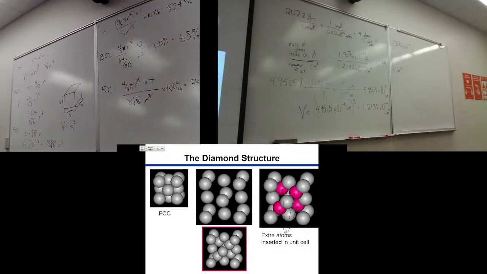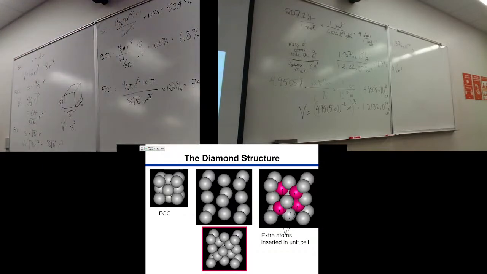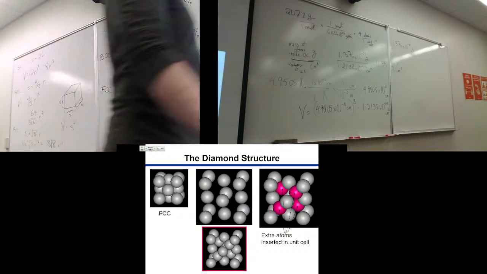So there's only 4 atoms on the inside that are covered with tape. These 2 here, and these 2 here. I'll let you guys look at it more closely if you want. But that is the diamond structure.